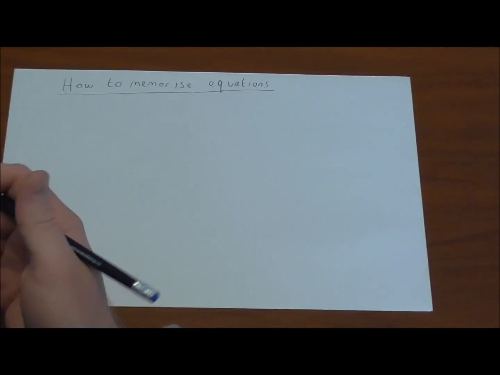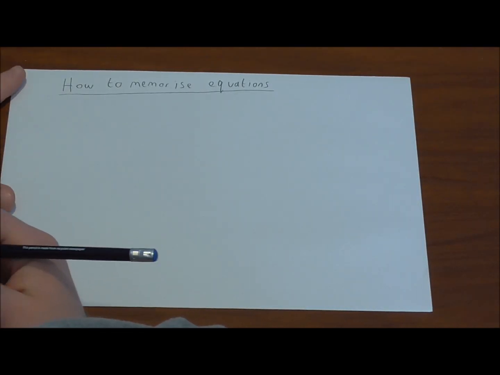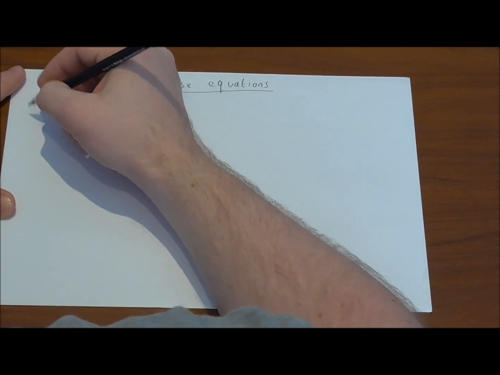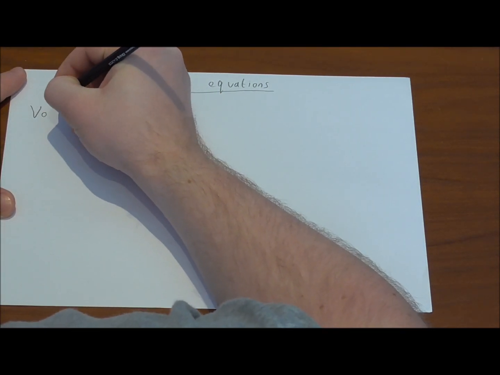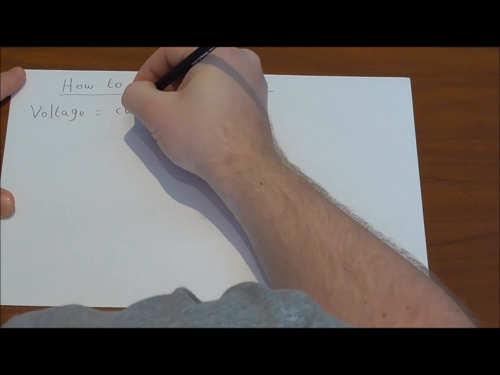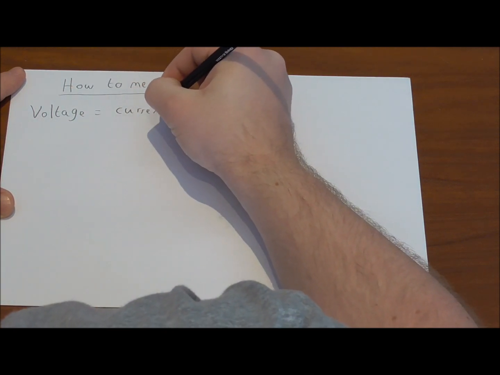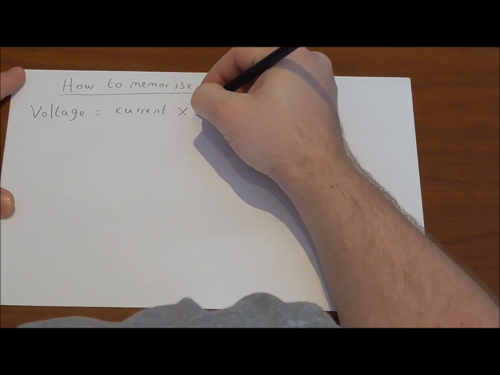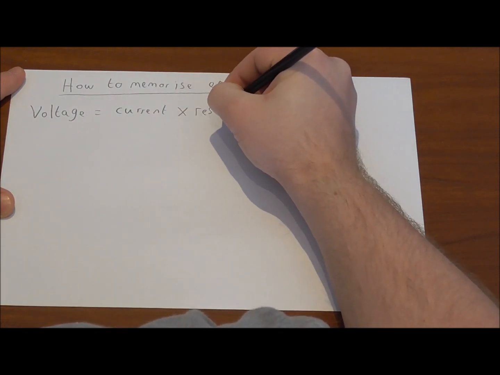Today we're going to look at different ways to help memorise the equations. So with the new GCSE, there are quite a few equations you need to memorise and people are getting them a little bit mixed up. So one way to memorise them is just use the words. For example, voltage equals current multiplied by resistance.